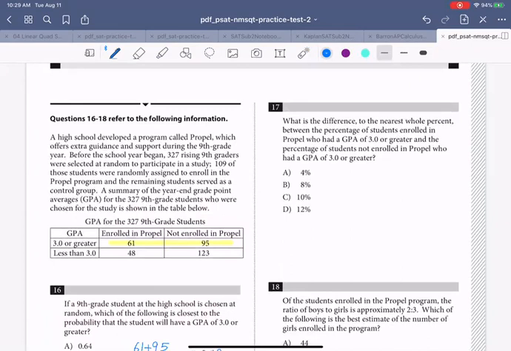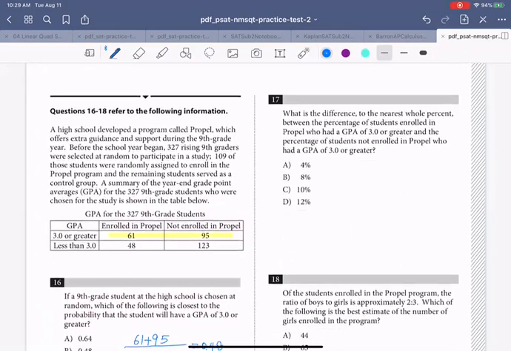Now look at question 17. What is the difference, to the nearest whole percent, between the percent of the students enrolled in this program who had a GPA of 3.0 or greater and the percent of students not enrolled in this program who had a GPA of 3.0 or greater? When you read this, you feel a headache, right? Because the words are so long, right? Yeah. But let's look at it this way.